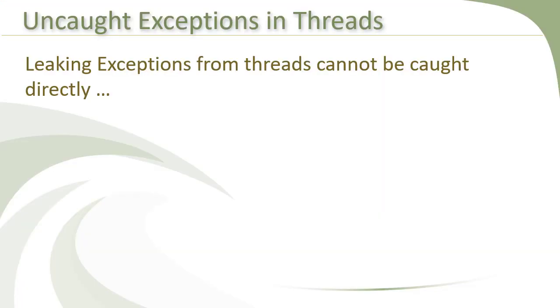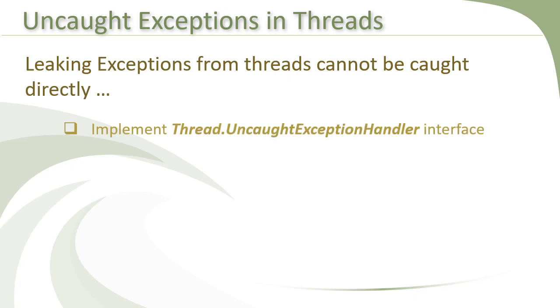Well, for that, there is an inner interface in the Thread class called UncaughtExceptionHandler, which we have to implement. It has a single method, uncaughtException, that needs to be overridden. It accepts 2 parameters, a Thread object and a Throwable, so you know what exception occurred in which thread. After implementing this interface, what do we do with it? How will the JVM know that we have implemented this interface so that it can call its uncaughtException method when a thread leaks an exception?